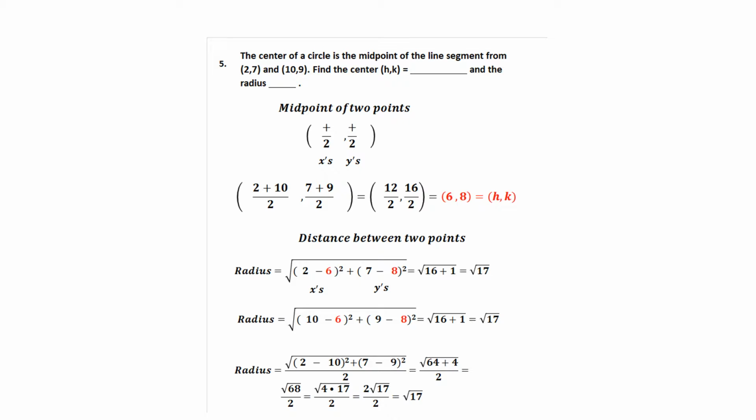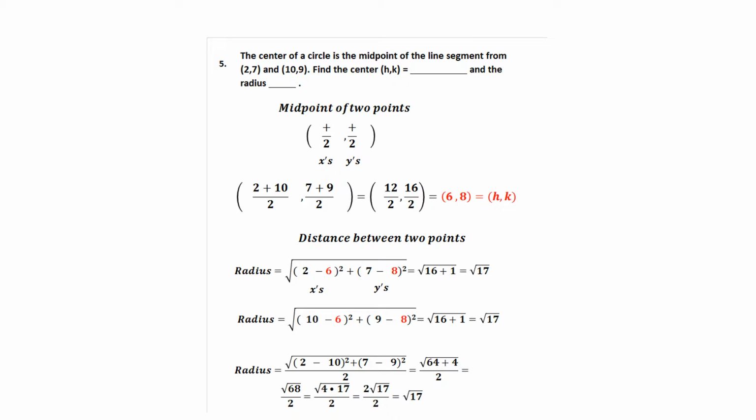Another person does this. They find the distance from (2, 7) and (10, 9). They're going to find the distance of the diameter that goes through the center (6, 8). So it's the square root of 2 minus 10 squared plus 7 minus 9 squared, and that's the square root of 64 plus 4. And we have to divide by 2 because the radius is half of a diameter. Now, that's the square root of 68 over 2.